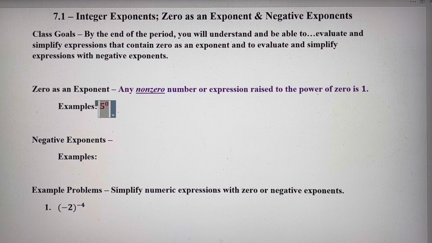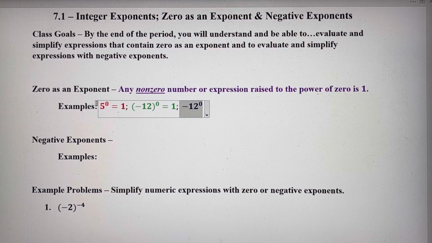So, some quick examples. 5 to the 0 is equal to 1. Very simple. Negative 12 in parentheses to the 0 is equal to 1. Now, notice here, I've got negative 12, no parentheses, to the 0 power. So in this case, what's being raised to the 0 power is the positive version, 12, and then we've got the negative out in front. So notice the difference between what's in green and what's in navy blue there.